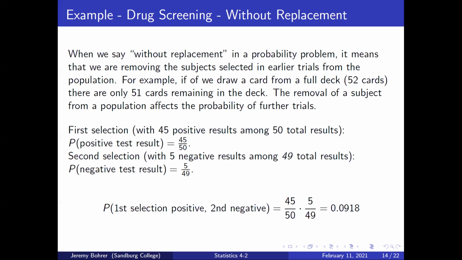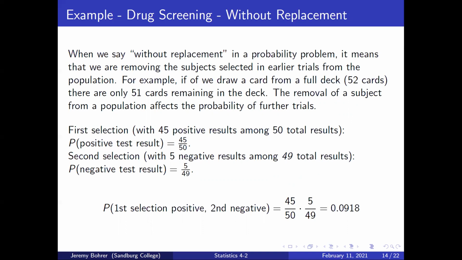When we say without replacement in a probability problem, it means that we are removing the subject selected in earlier trials from the population. For example, if we draw a card from a full deck of 52 cards, there are only 51 cards remaining in the deck. The removal of a subject from a population affects the probability of further trials.